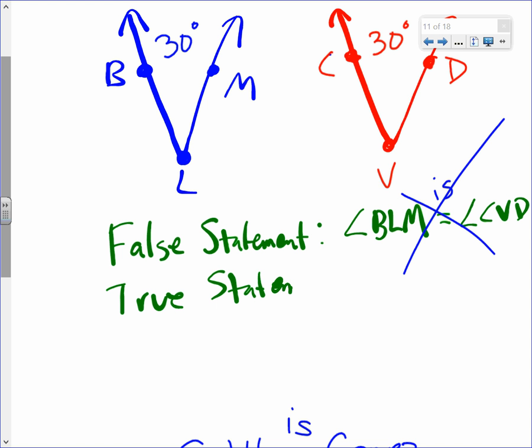Watch this. What I can say is angle BLM is congruent, look at the congruent symbol, to angle CVD. It's an equal sign with a little tilde symbol over the equal sign. All that means is what Esquivel read about 5 minutes ago: that they have the same measure, namely 30 degrees. That's all they share is the measure. They're two different angles, but they share the same size.